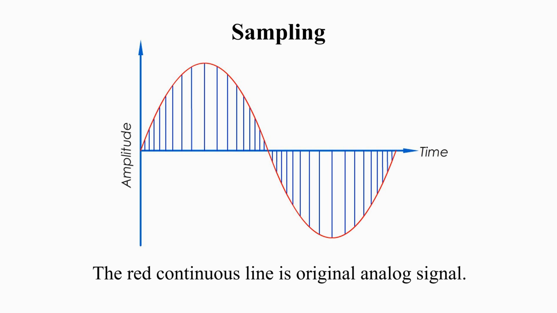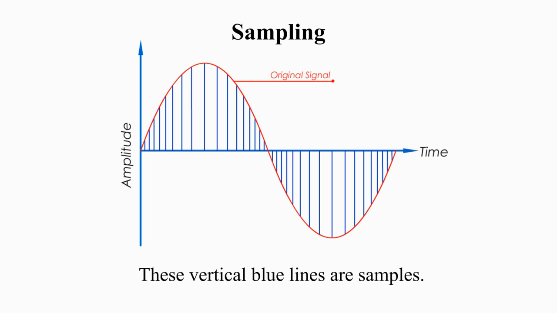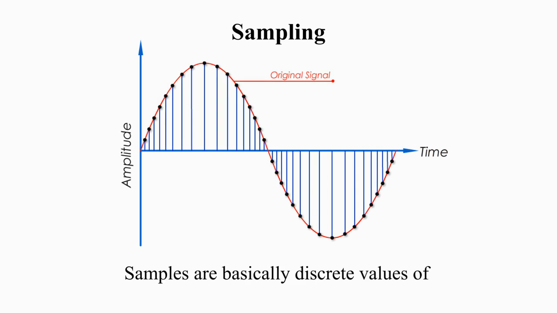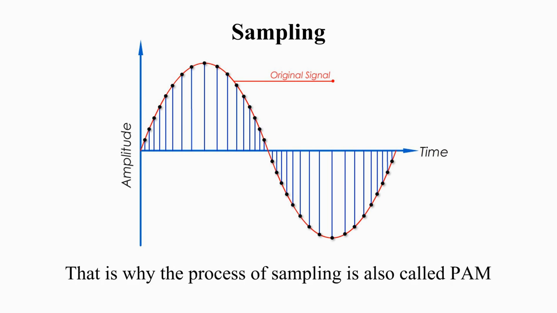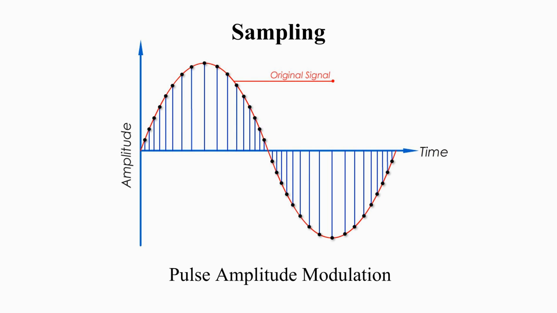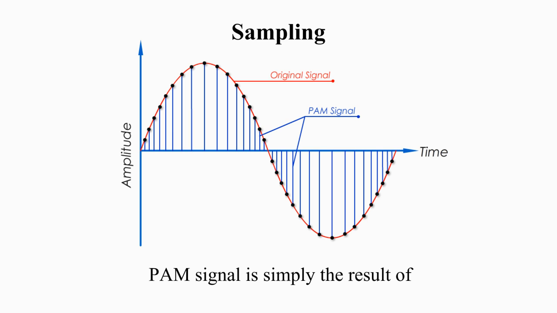The red continuous line is the original analog signal. These vertical blue lines are samples. Samples are basically discrete values of amplitudes with a regular interval over time. That's why the process of sampling is also called PAM, pulse amplitude modulation. PAM signal is simply the result of a series of these discrete sample values.